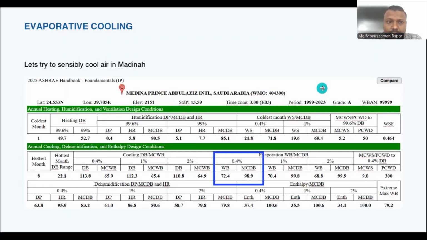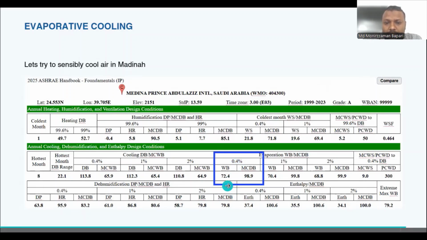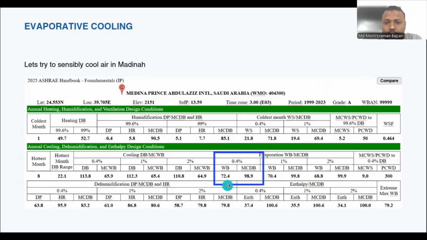For instance, if we take the data of Medina, my ideal scenario, in Saudi Arabia, at 0.4% probability, we have wet bulb 72.4 degrees Fahrenheit, and dry bulb is 98.9 degrees Fahrenheit. If you see closely, the difference between wet bulb and dry bulb is very high. And that's why I told you earlier, the higher the difference is, the better evaporative cooling you are going to get.